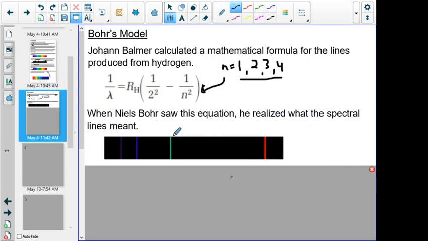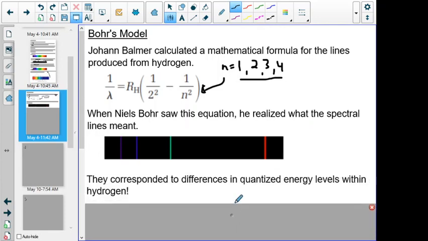So he realized that these spectral lines probably meant that there were differences in quantized energy levels within hydrogen. Now remember, we've already talked about this idea of the potential of quantized energy levels from de Broglie, right? When you have an electron working as a wave, it's got to form standing waves. And so if it's orbiting something, there's only certain radii of orbit that a standing wave can form in. So his idea was that each of these lines corresponds to an electron moving between one energy level and another energy level.